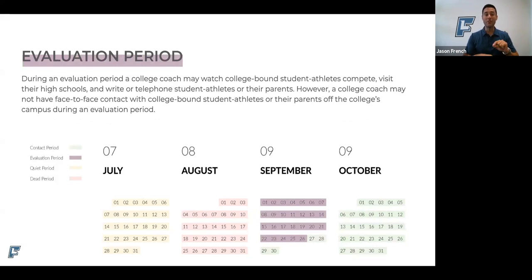Next is the evaluation period. During the evaluation period, a college coach can watch them play. They can go to their high school, talk to their coaches, and they can write or telephone the student athlete or their parents. However, this is the big however: a college coach may not have face-to-face contact with a college-bound student athlete or their parents off the college campus during the evaluation period.